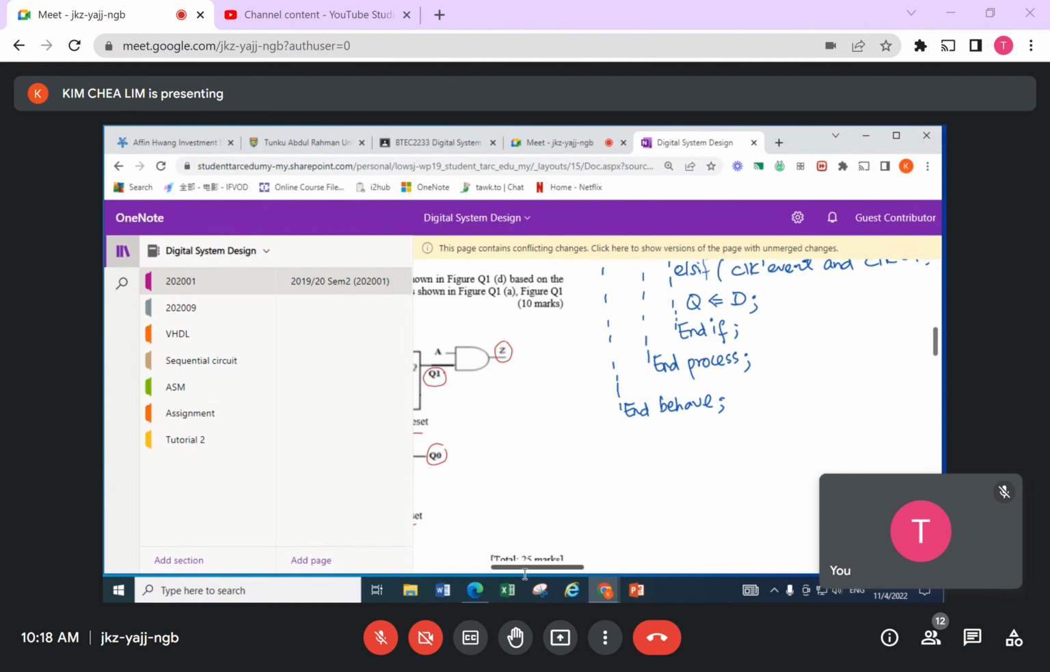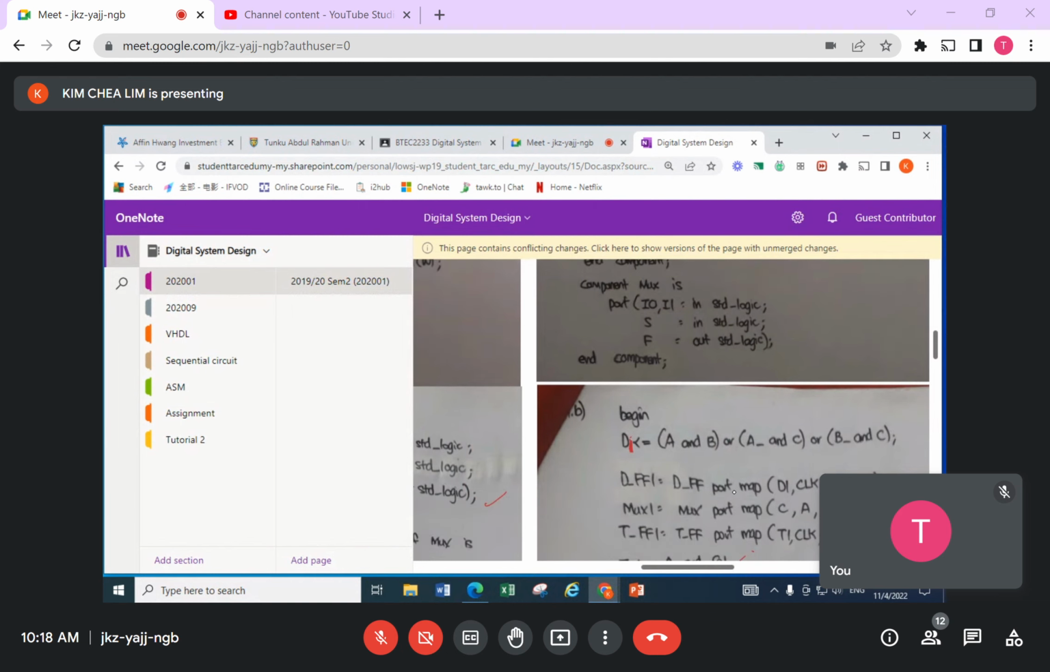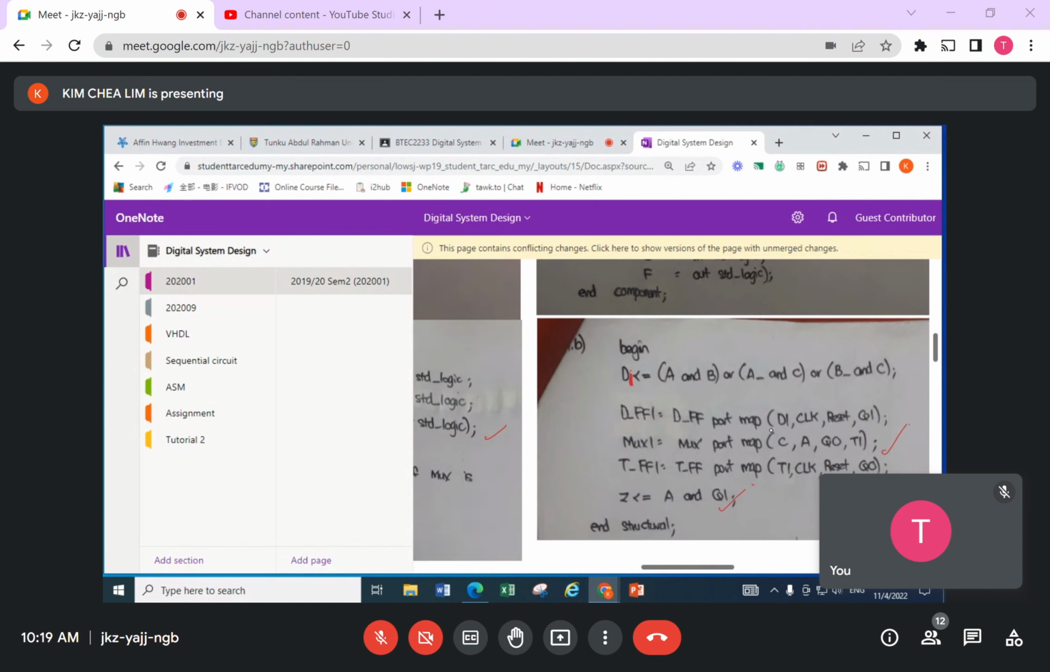So D1 is given as these expressions. Remember to make it clear, put brackets. That is to say, I must do this one first, this one first, this one first, then only OR them. Must put brackets, otherwise it's up to me which one to do first, and eventually the answer will be all wrong.